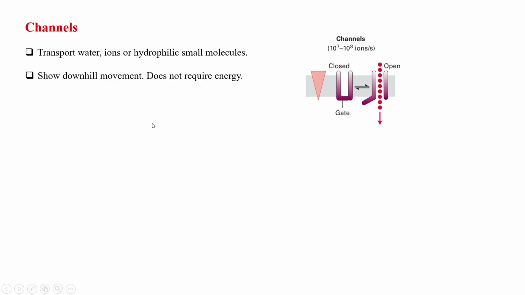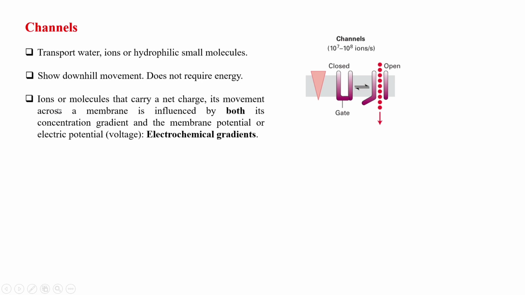Okay, now one important point we have to understand here for channels is that ions or molecules that carry a net charge, whether positive or negative, have their movement across a membrane influenced not only by the concentration gradient, but also by the membrane potential or electric potential, that is called voltage, and together we call it the electrochemical gradient.